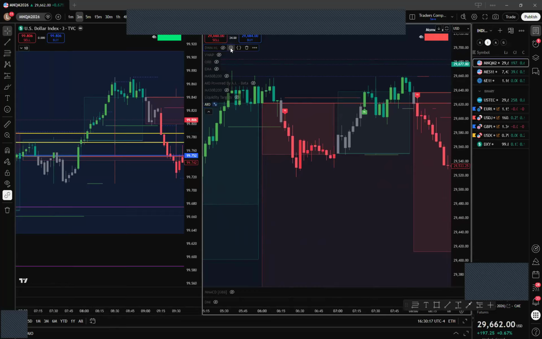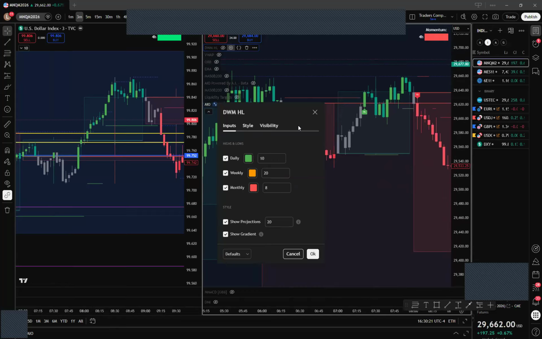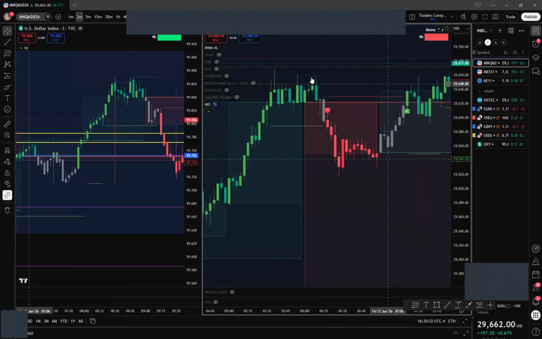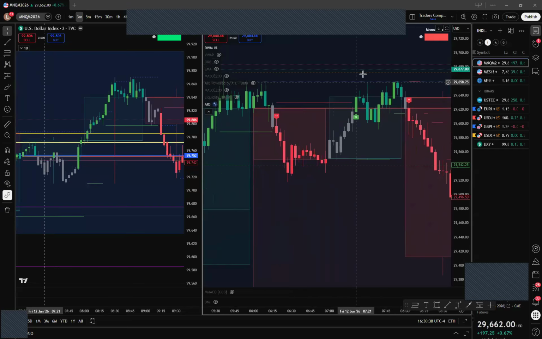I've got an indicator that shows, go to the settings. There you go. It shows these lines, the daily, the weekly, and the monthly. Let me show that. If I was to draw a line up here, this line here, price never breached up to this level. So I was expecting price might have gone up to this high, and it didn't.